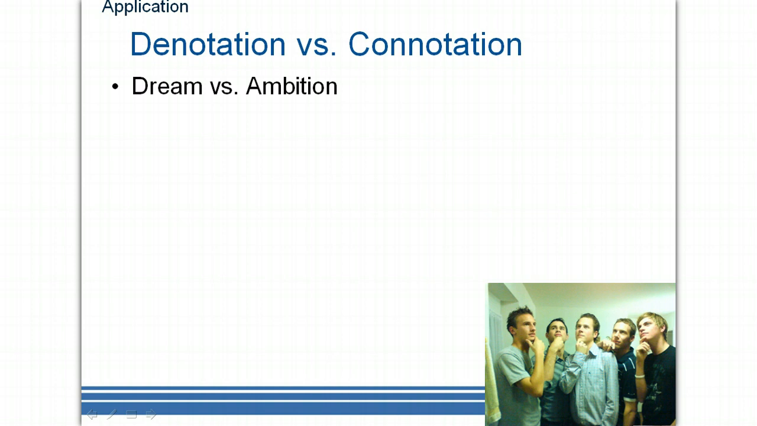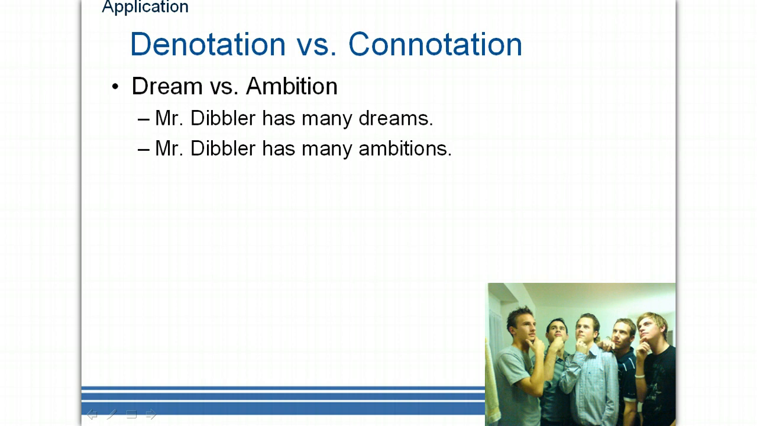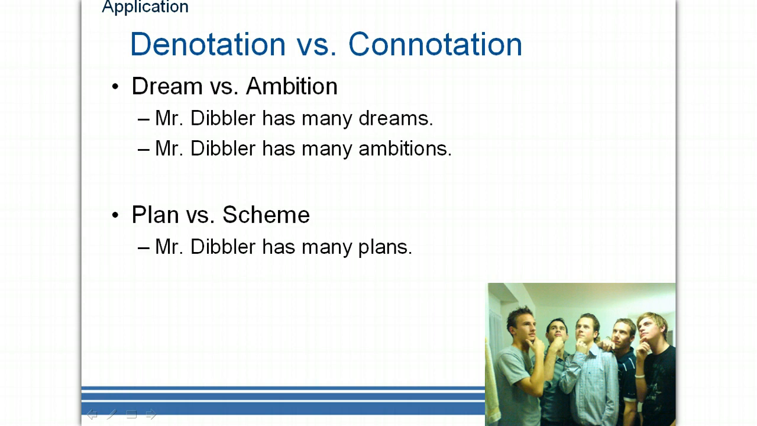Here is an example of word choice. The words dream and ambition have a similar denoted meaning, which is goals that we plan to achieve in the future. Ambitions connote self-serving plans, while a dream shows grand plans for a brighter future, changing the reader's view of Mr. Dibbler. In the next example, the word plan has a more neutral connotation, while schemes have a negative connotation that the scheme is probably harmful to somebody.